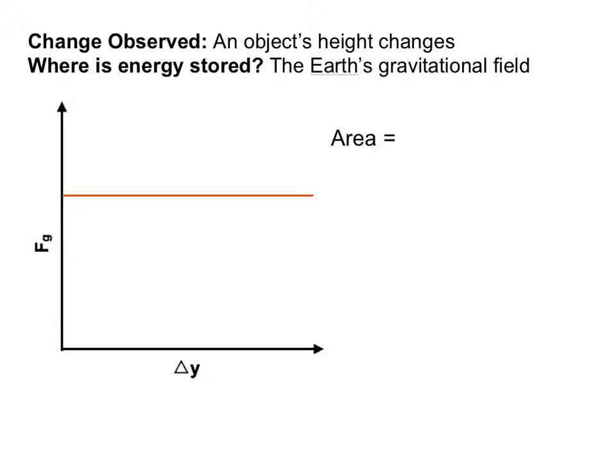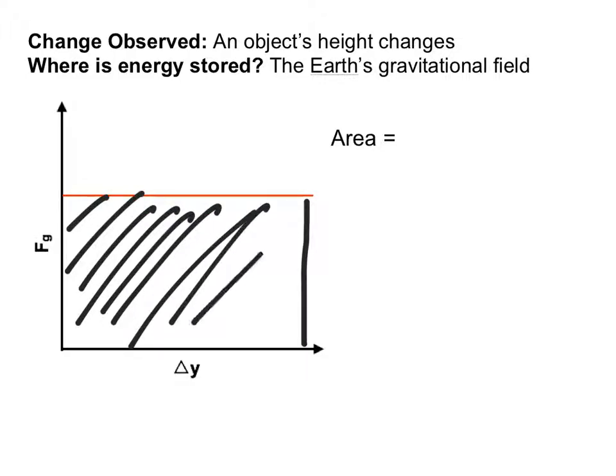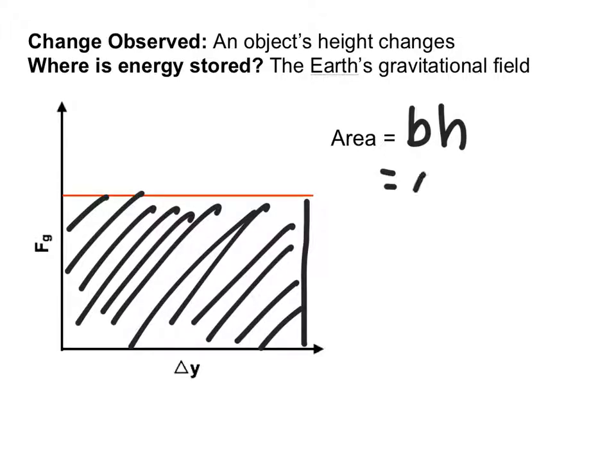So to get this equation, we're just going to get the area of this graph. So if I shade this in, this will make a rectangle. So our area for this graph is just base times height. And what we see is that there's a base of change in y, and it's just called y because we're talking about a vertical change of position. So that's why it's a change in y, and then we've got times the height of Fg.